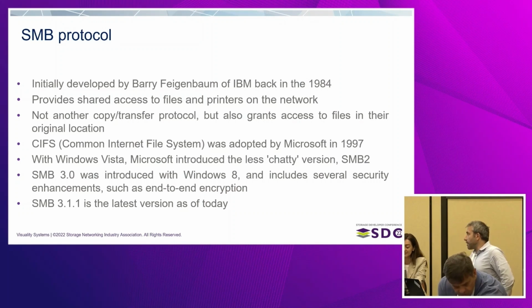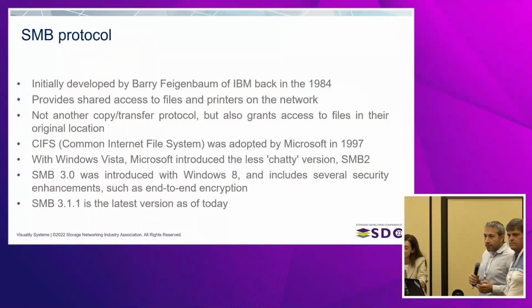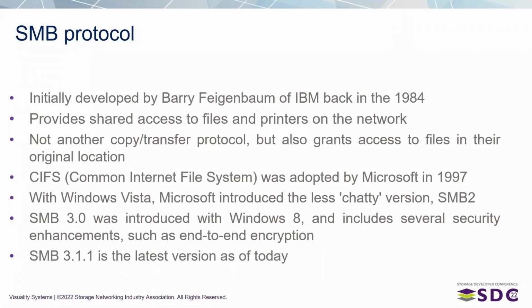It was initially developed by Barry Feigenbaum from IBM in the 80s, and it provides shared access to files and printers on the network. Unlike other network protocols like HTTP and FTP, we're not talking about just transferring or copying a file. It's also giving access to the server itself. In the 90s, Microsoft basically took over the protocol, rebranded it and called it CIFS, the Common Internet File System. And ever since then, the SMB protocol has been part of all the Microsoft OSs until today.